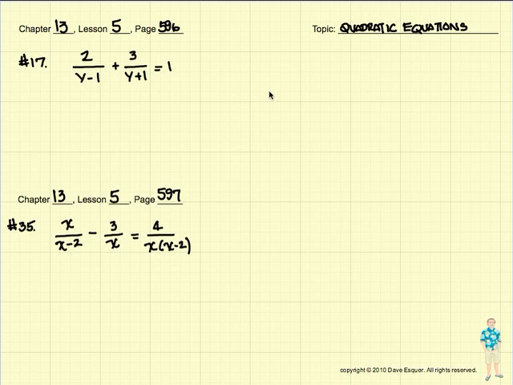We're going to be using quadratic equations. These equations are going to be set to 0 or to something on either side. There will be an equal sign that we're going to have to deal with. Let's start off with something like number 17.